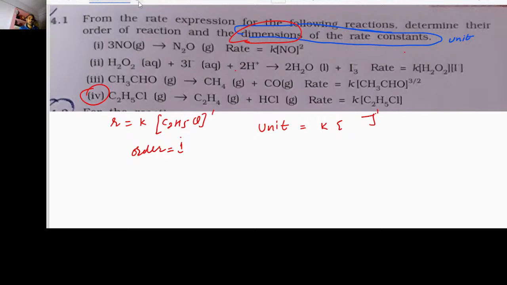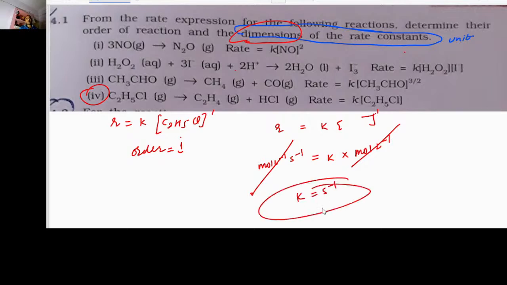Here R is there in this term, so I am simply writing R. R means mole per liter per second. This is the rate. And the concentration unit is mole per liter. This mole per liter cancels out. So K is equal to second inverse. So the first order unit is second inverse. This is the answer.